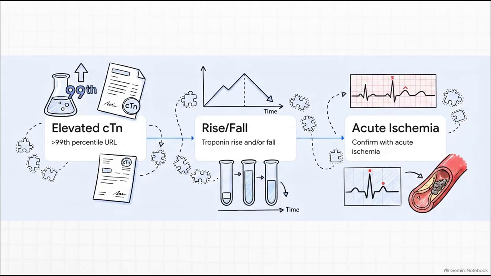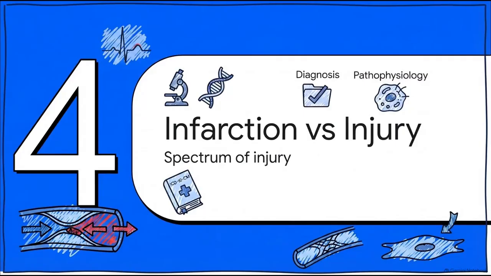Let's map out this clinical decision tree because it's absolutely vital for your coding accuracy. Step 1, you identify that elevation above the 99th percentile. Step 2, you look at the serial lab draws to observe for a kinetic rise or fall in those values over time. And step 3, you absolutely must confirm the presence of acute ischemia in the documentation. We're talking things like ischemic ECG changes or a thrombus on angiography. You literally need all these pieces to complete the puzzle. Section 4. Infarction versus injury, solving the case.